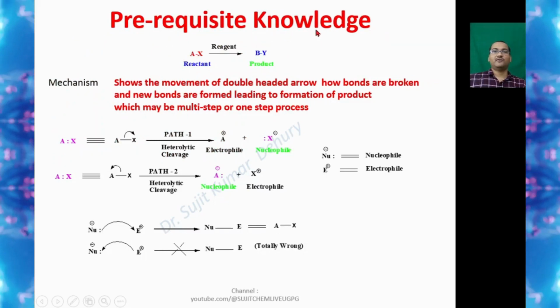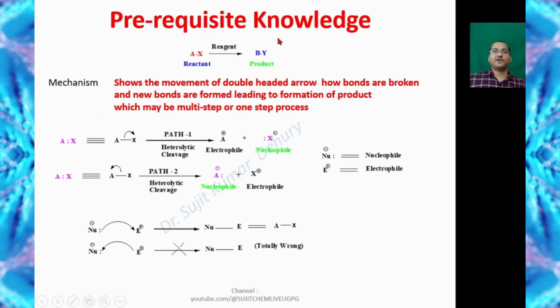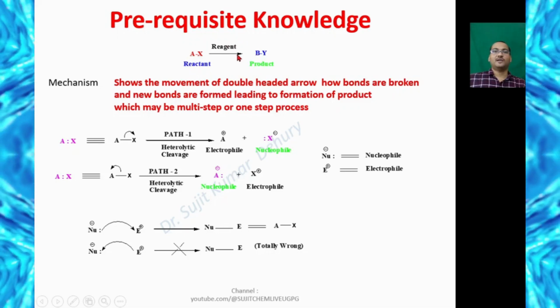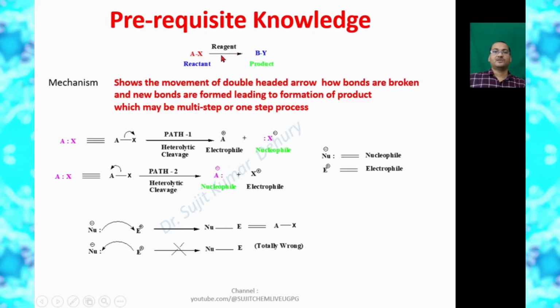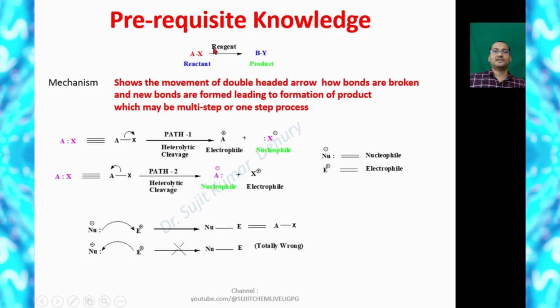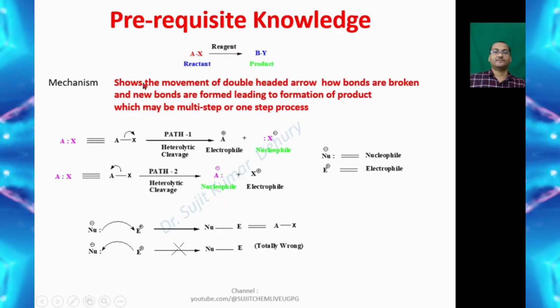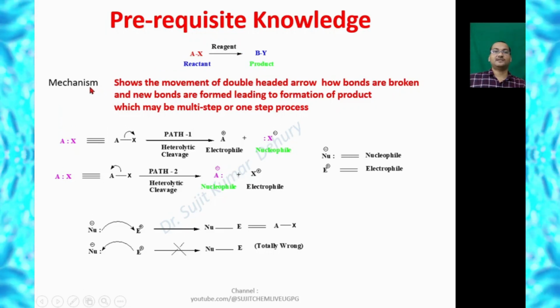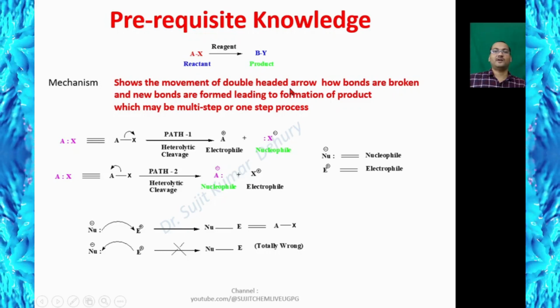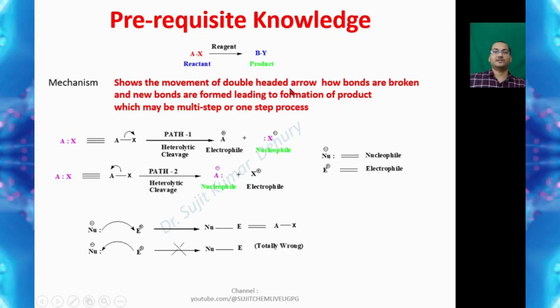This is the prerequisite knowledge that is required for mechanism. We all know the reactant is converted to product in the presence of reagents. How that reactant is converted to the product in the presence of reagent is known as mechanism. What does mechanism tell us? It shows the movement of the double-headed arrow. Double-headed arrow movement means movement of both the electrons.